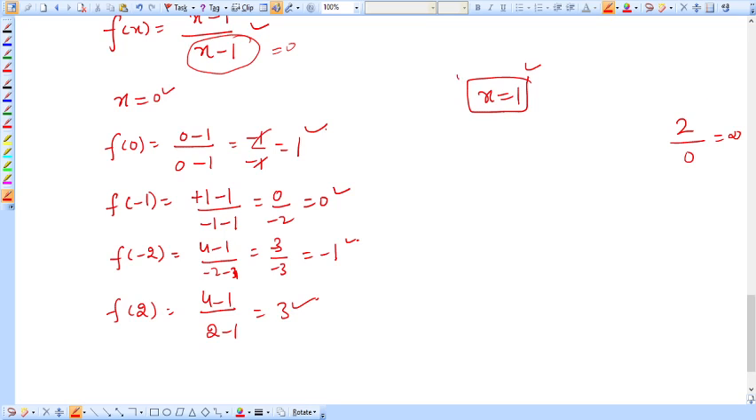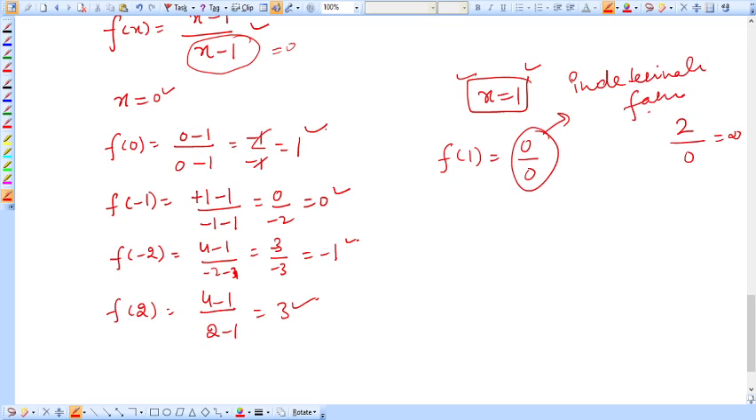But when you put x is equal to 0, we get f of 1 is equal to 0 by 0, which is not equal to infinity. It is not equal to 0. Basically it is an indeterminate form, which cannot be determined. So we don't know what it is, right? So we have failed to find out the value of f of x at x is equal to 1.